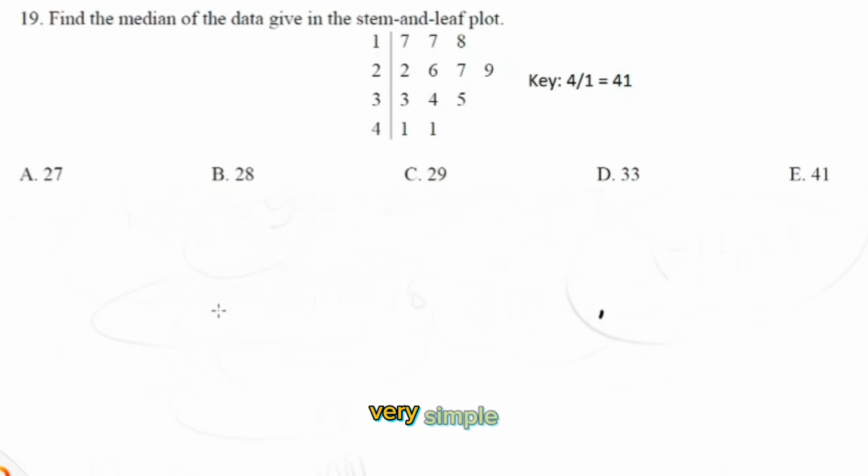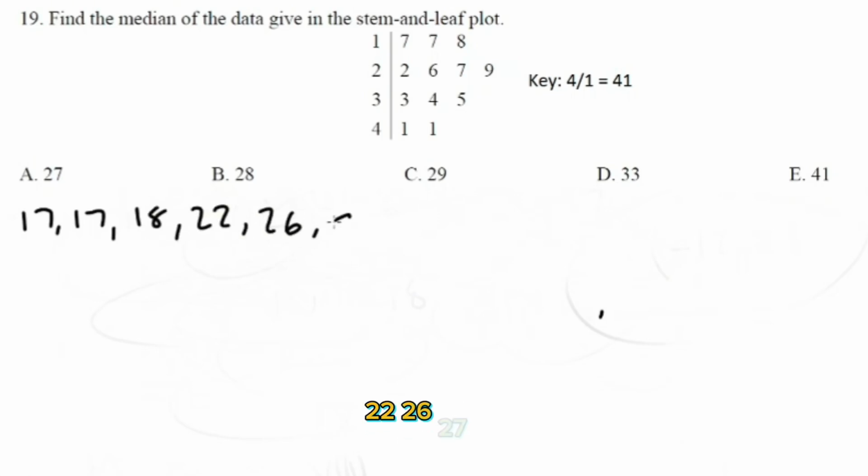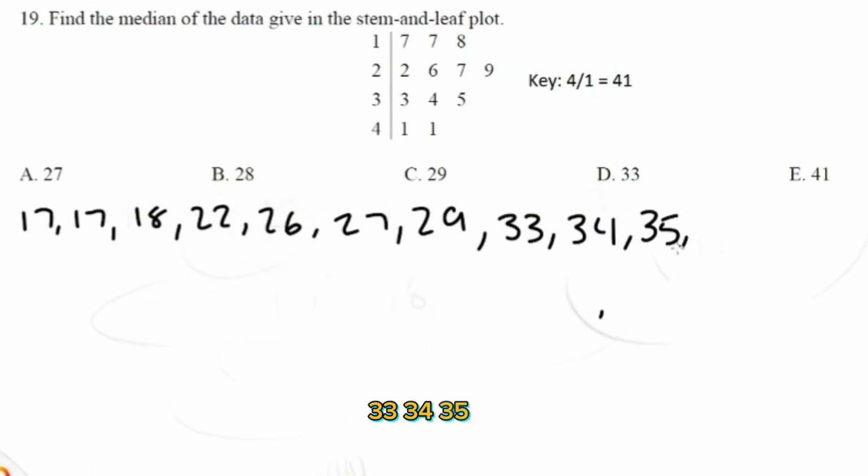Next, find the median of the data given in the stem and leaf plot. Alright, this is very simple. The median is just the middle value in the set. So all we have to do is write this in order and then find the middle value. So let's do that. 17, 17, 18, 22, 26, 27, 29, 33, 34, 35, 41, and 41.